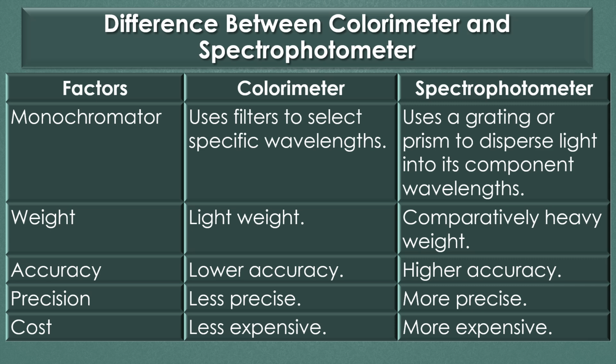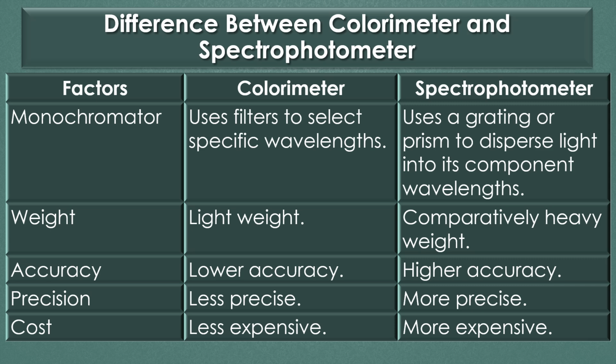Colorimeters are lightweight, but the spectrophotometers are comparatively heavyweight than colorimeter. Accuracy: the colorimeter shows lower accuracy and the spectrophotometer shows higher accuracy. Precision: generally, colorimeters are less precise than spectrophotometers, and the spectrophotometers are more precise than the colorimeter due to its ability to select specific wavelength.